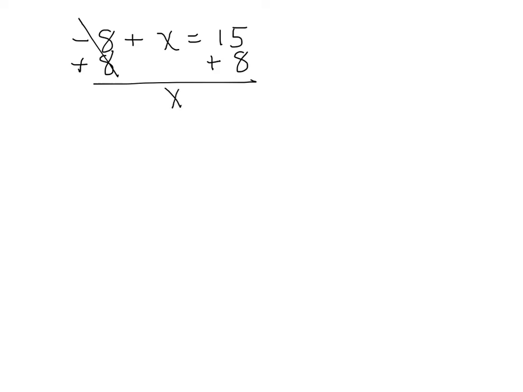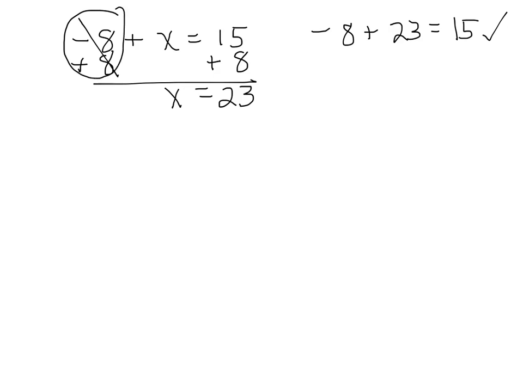I've got x alone on one side of the equation. It is isolated. And that means that x equals 23. The check is negative 8 plus 23 is equal to 15, and that is, in fact, true. Notice, when this came first, the way I got rid of it was to add the opposite. This is still giving me positive x alone on one side of the equation.